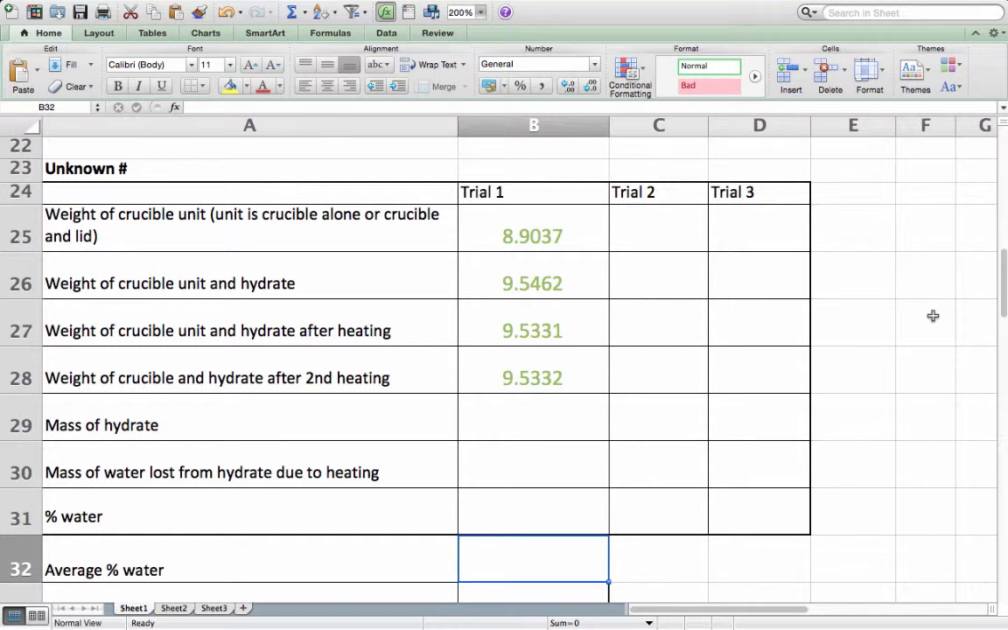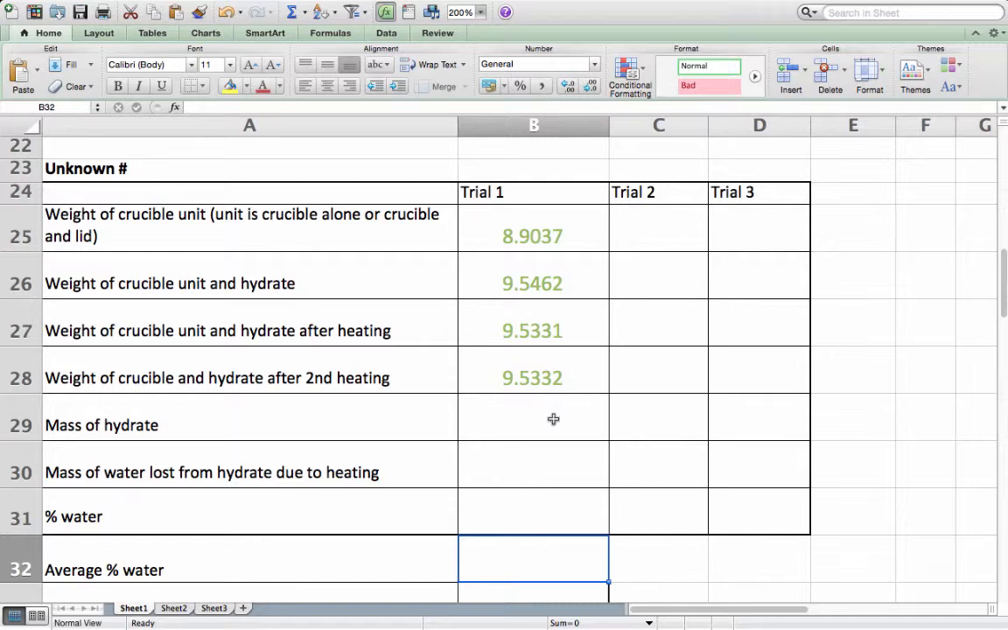Here I have entered the raw data from my experiment. You will see the mass of my crucible unit after cleaning and heating, then the mass of the crucible unit with a hydrate added. You'll see that it's a difference of about 0.5 grams, as indicated by the lab manual procedure. Next is the mass of my crucible and hydrate after the first heating, and then after the second heating. And you'll see that there's just a small difference in the last decimal place, and so I can conclude that I have achieved constant weight.